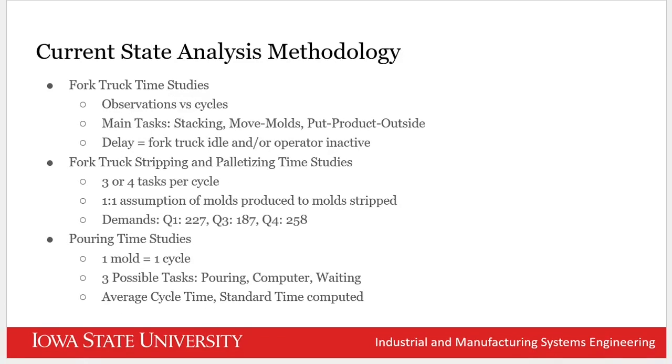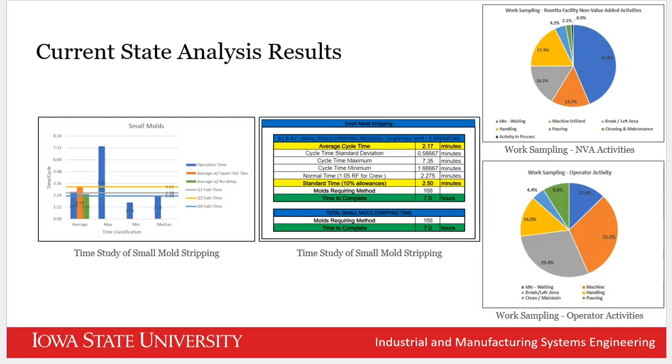For the time studies of the CSA, we took 3 different types of time studies: general fork truck time studies in which fork trucks were stripping and palletizing, and then time studies of the pour operators at their station. The chart on the left is the time study results of the small mold stripping process, which was the most common stripping process, and the table just adjacent to it is the table that helped us calculate standard time for completing this entire process in one whole shift.